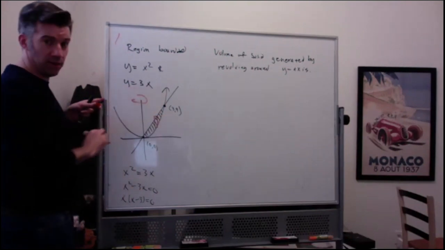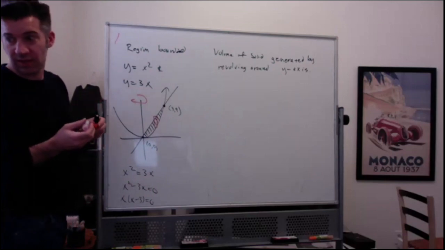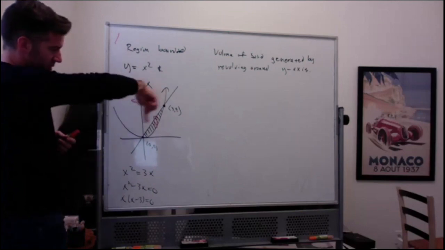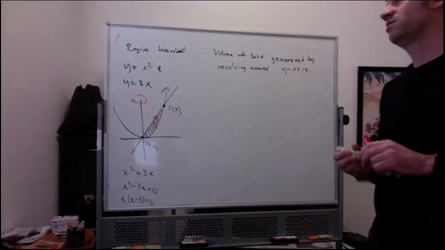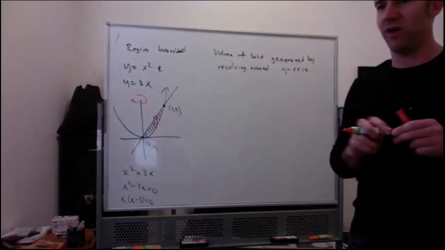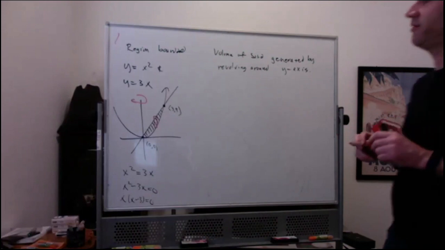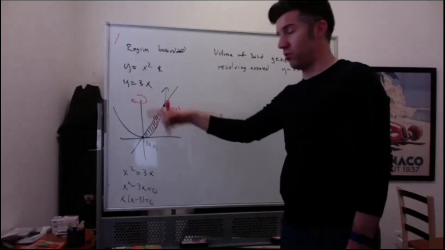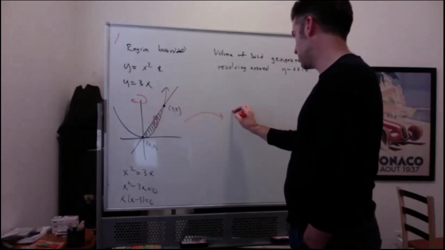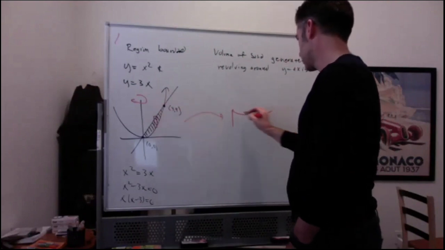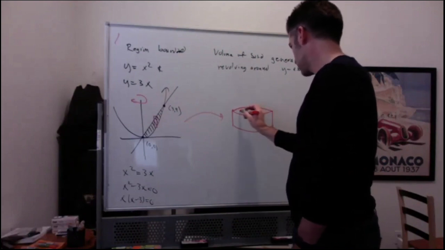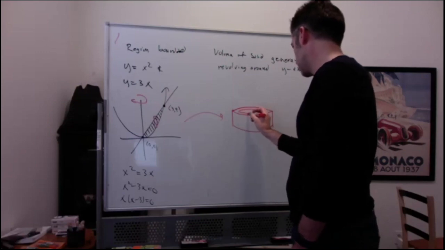I'm going to rotate that around the y-axis. So here's what that ends up looking like. If I rotate the strip around, I'm not going to get a washer. You could try to argue for the washer, but no, I don't like it. So I'm really just going to draw the strip and rotate it around. What I'm going to get is this cylindrical shell.